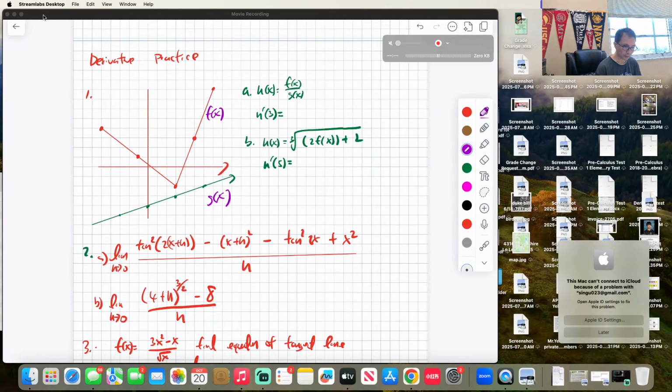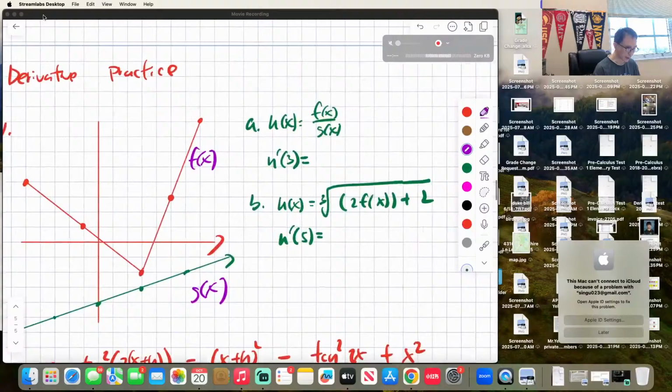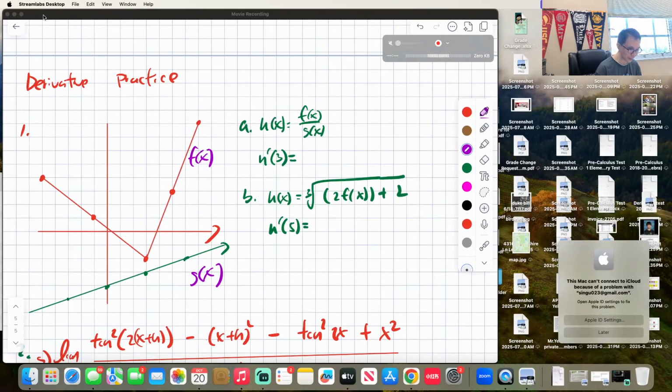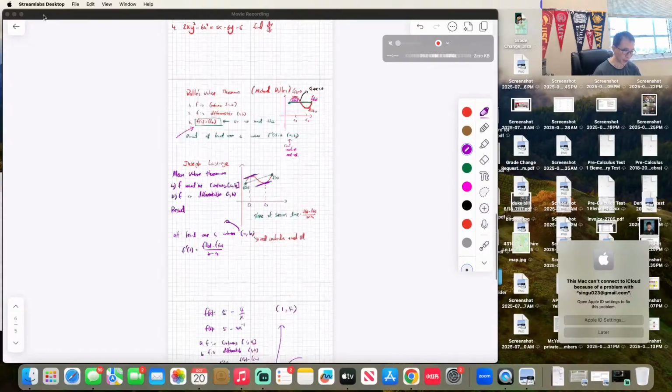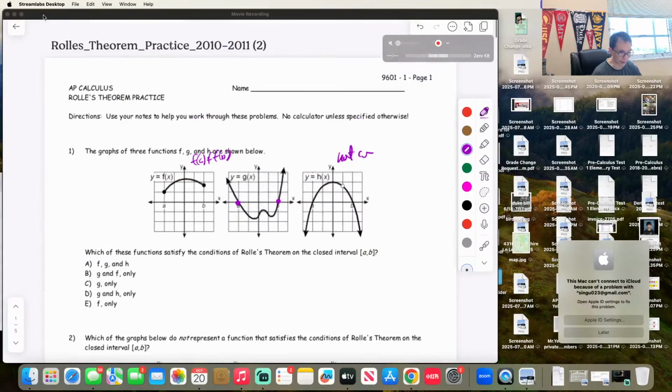By the way, on the homework, one of them is f of x. I didn't take a picture of this part. I just fill in f of x, g of x. Top part is f of x, bottom part is g of x. But that's homework. So here's the first question.